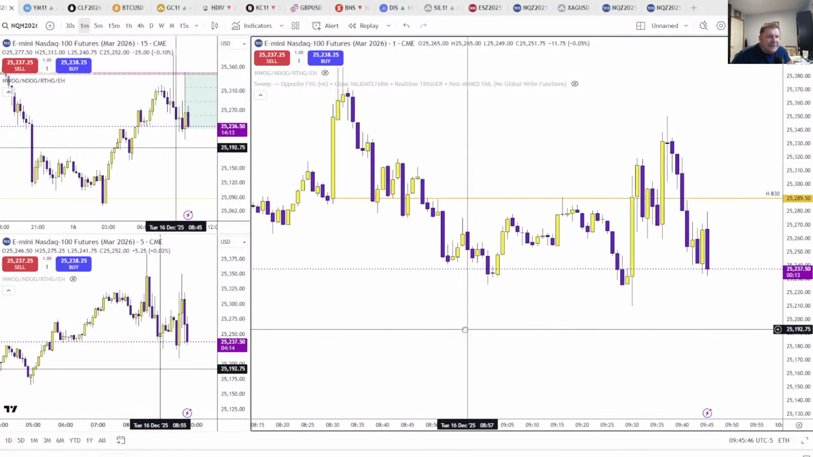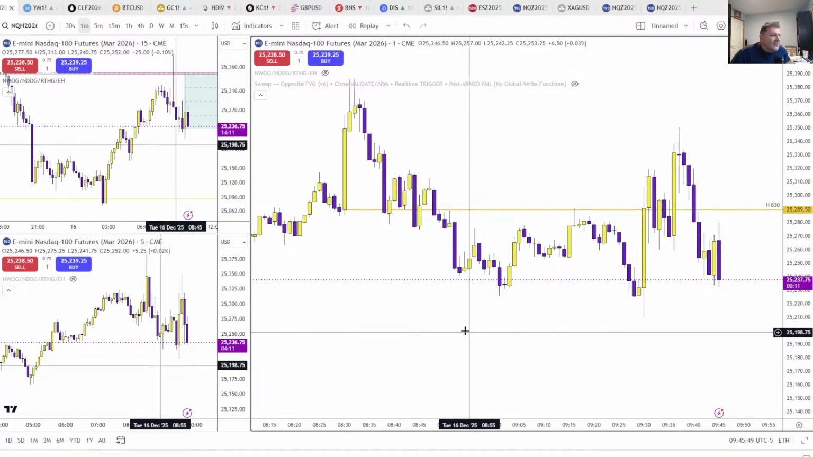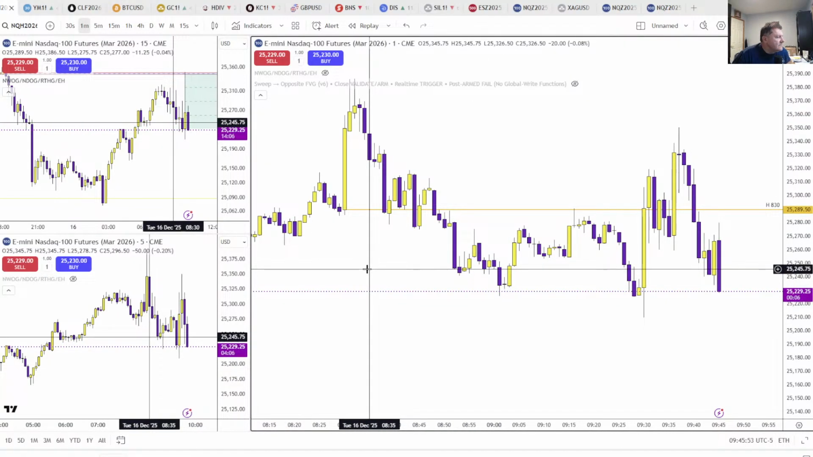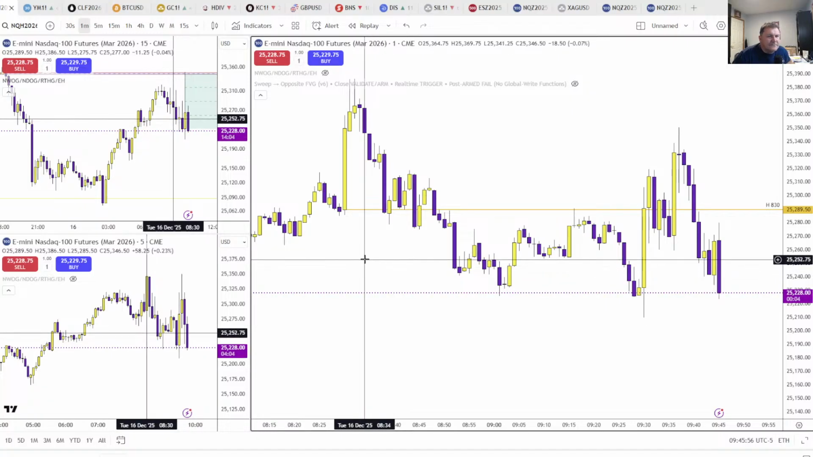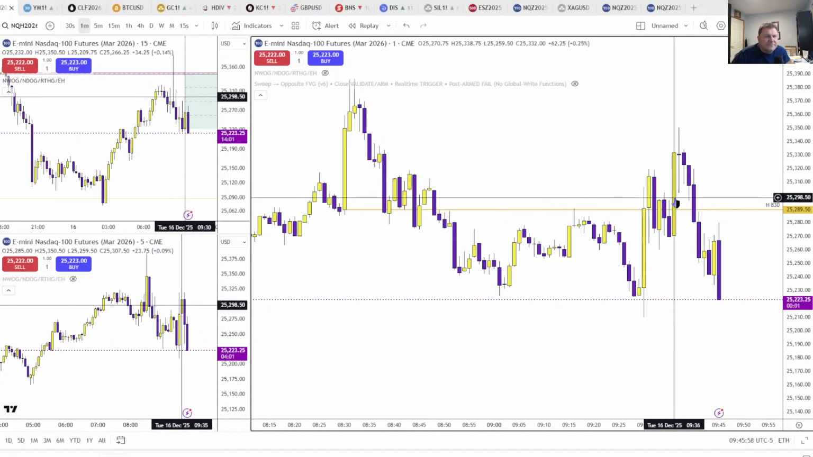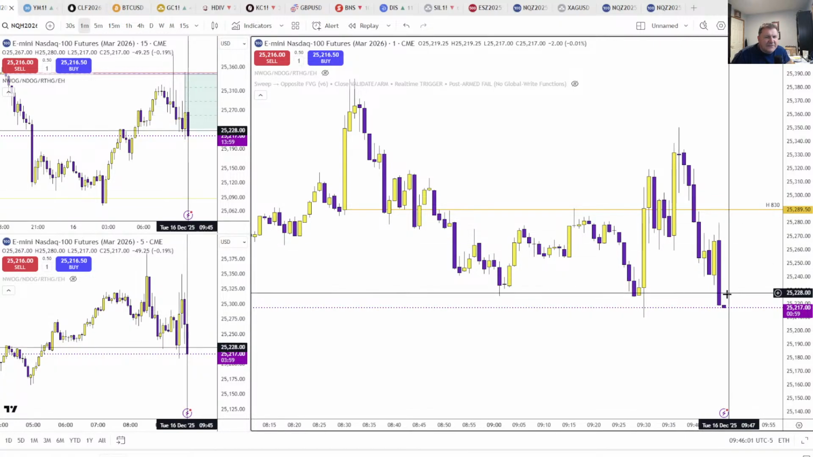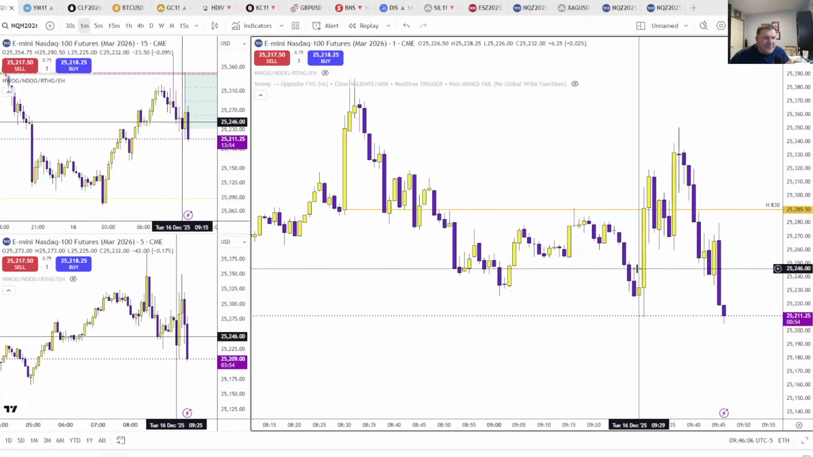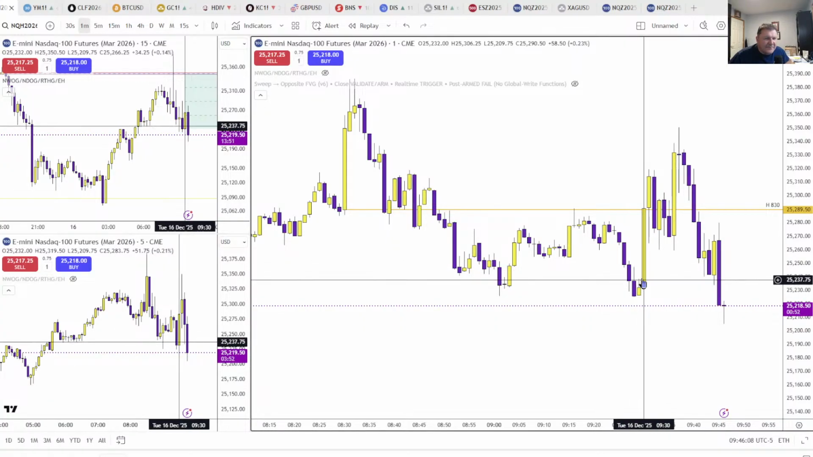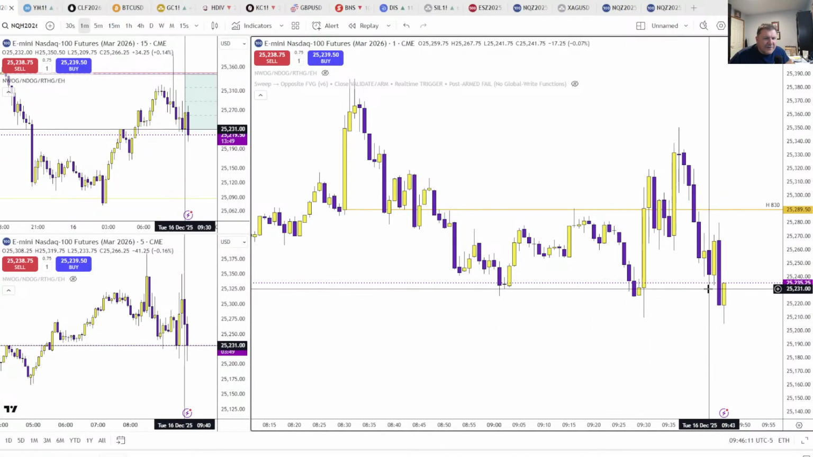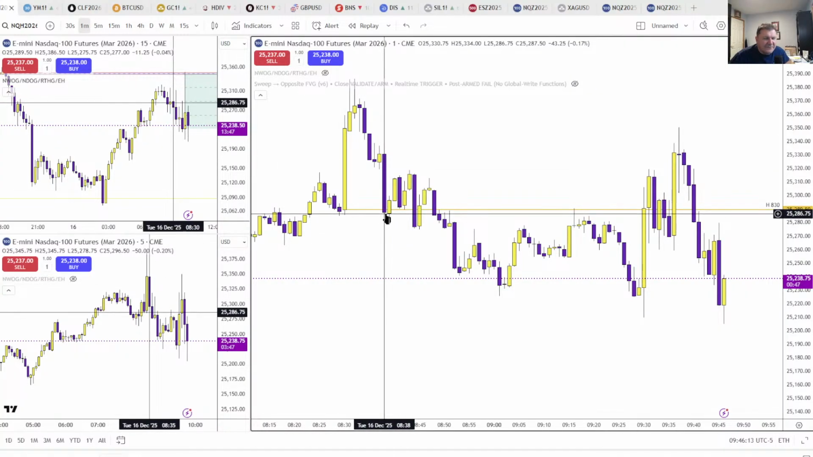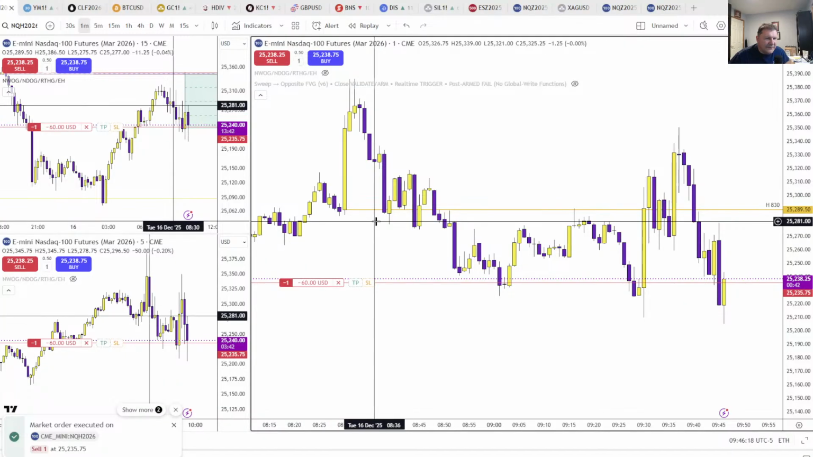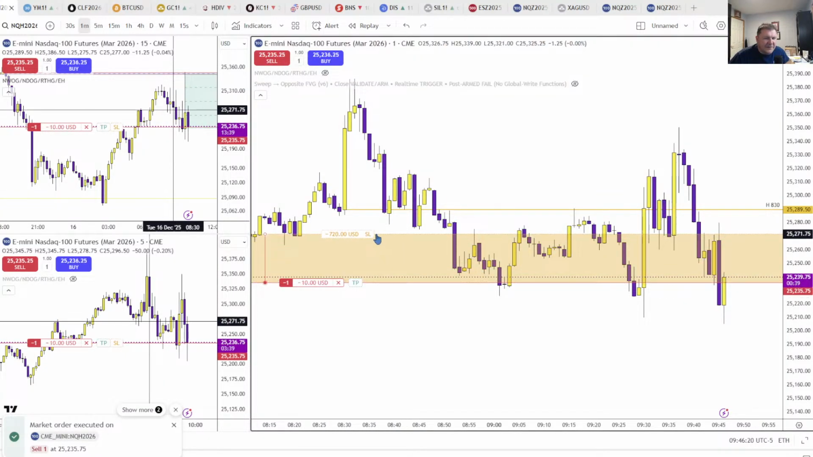People are bailing already. There's no excitement, they say. There's the continuation. There's that range. We take out that little low right there, trade back into it right there. Now I want to see it short there. Took a while for that to load on. Stop loss will go just above that.